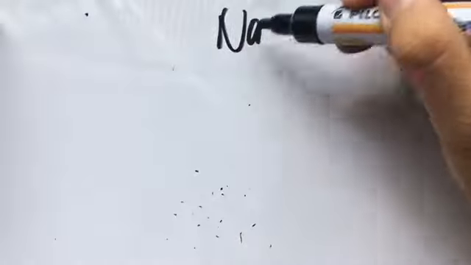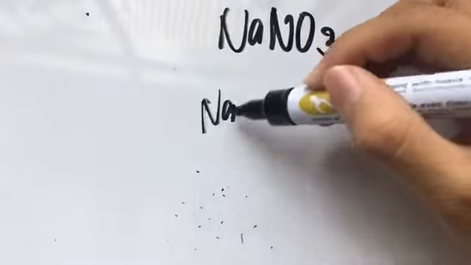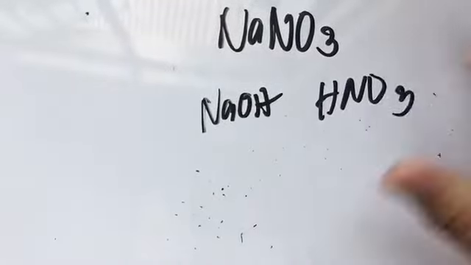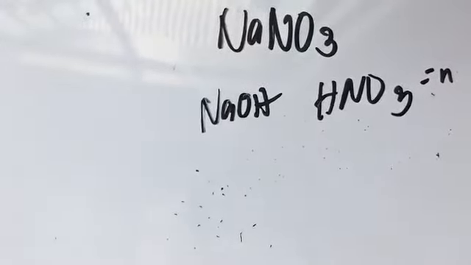Okay. So in number 2, we are asked to determine whether each salt solution is acidic, basic, or neutral. First, we have sodium nitrate. Sodium nitrate came from sodium hydroxide and nitric acid. Both are strong acids and bases, so this will be neutral.